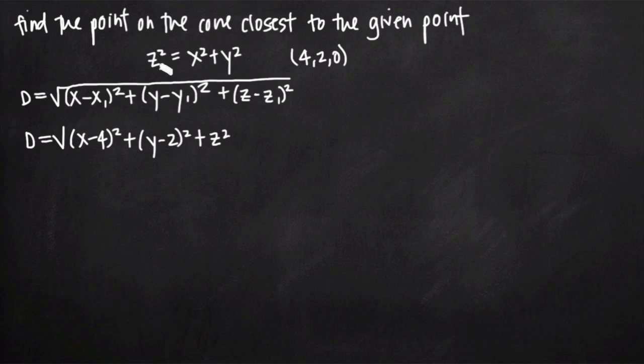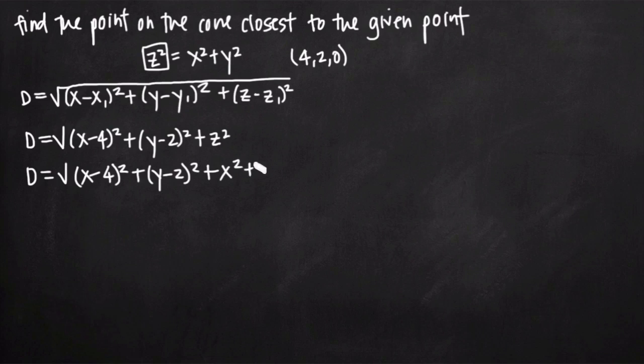Now notice here we have a value for z squared with our other equation, which is the equation of the cone. What we want to do is plug in or substitute x squared plus y squared in here for z squared to put this equation for distance in terms of 2 variables only, x and y. So distance now is going to be square root of x minus 4 quantity squared plus y minus 2 quantity squared plus, and here's where we make our substitution, x squared plus y squared in for z squared.